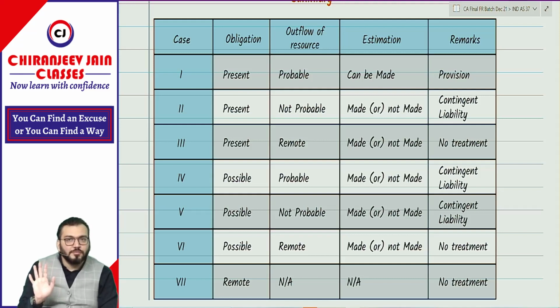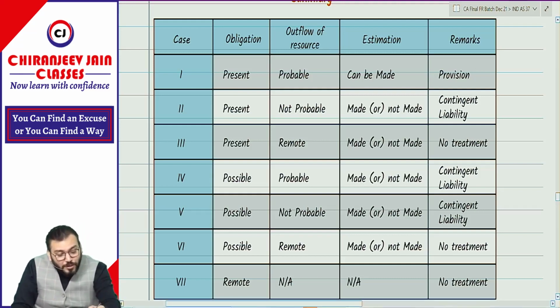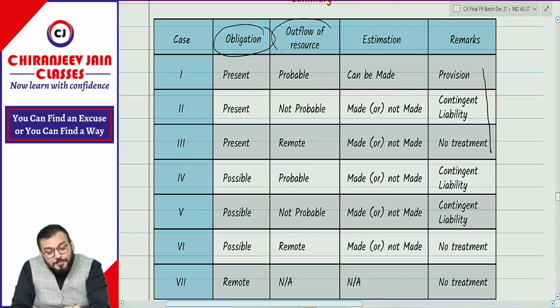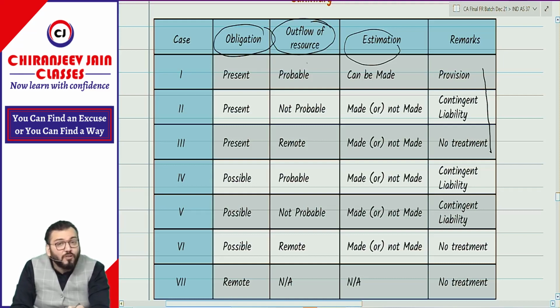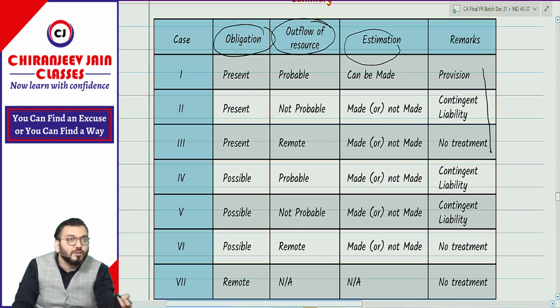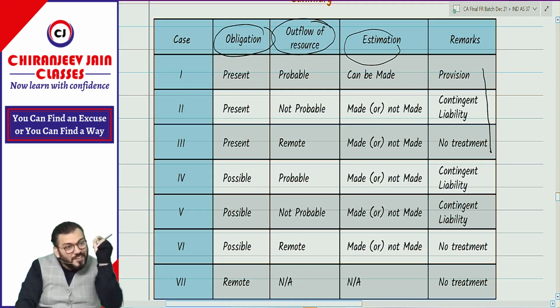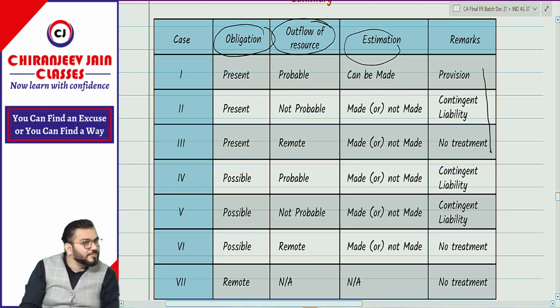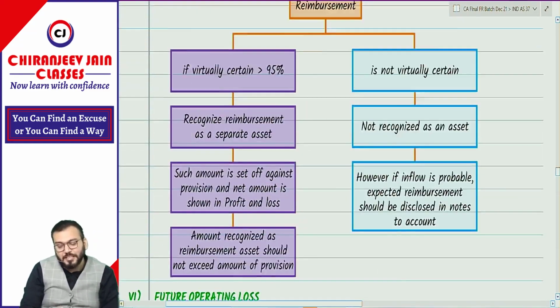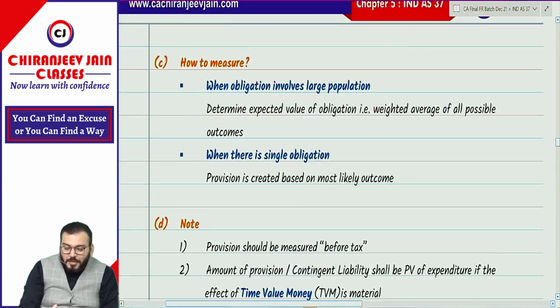Have you understood? So why have I given this summary? Whenever you want to give this remark, always think about these three conditions in exam. Please always mention, yes, these three conditions, all the conditions satisfied, and provision. If some of the conditions are not satisfied, then what? Contingent liability or no treatment. You need to write down those facts. Understood? Very good, sir. Okay.